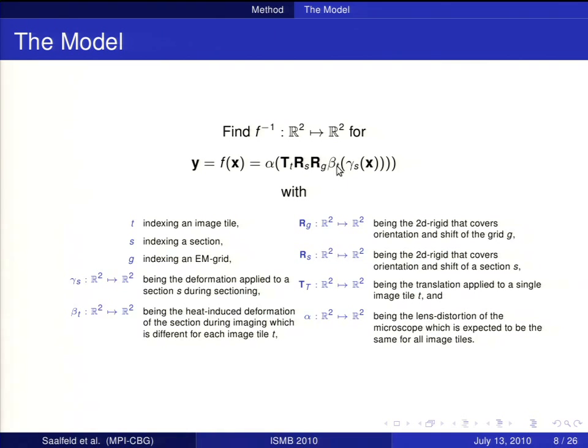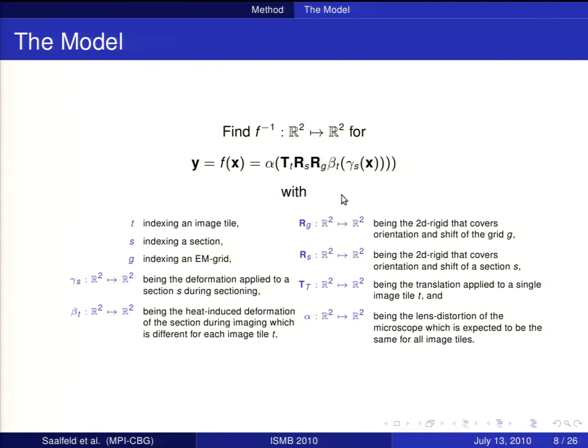We have an unknown deformation, which is a heat-induced transformation during imaging. So you make the image, heat up the sample, and it's deforming. Then we have a rigid component introduced by inserting one grid after the next. We have a rigid component from one section to the next, and of course this translational component from one to the next. And as the last deforming factor, a lens distortion in the electron microscope that is not completely removable on the hardware level.